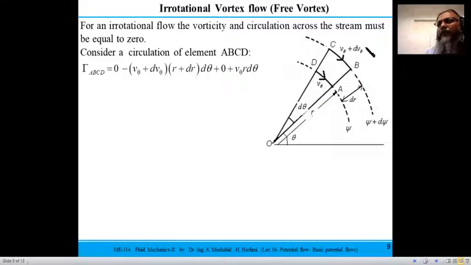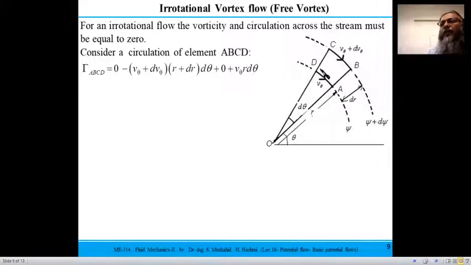So v theta plus dv theta would be the velocity component, and this arc length would be r plus dr multiplied by this angle. So this arc length you can calculate from the formula, r times the angle in radians. So you have the radius r plus dr and you know the angle, so you will be able to calculate this arc length. Circulation is just the tangential component multiplied by the distance. So here the distance BC is r plus dr times d theta.